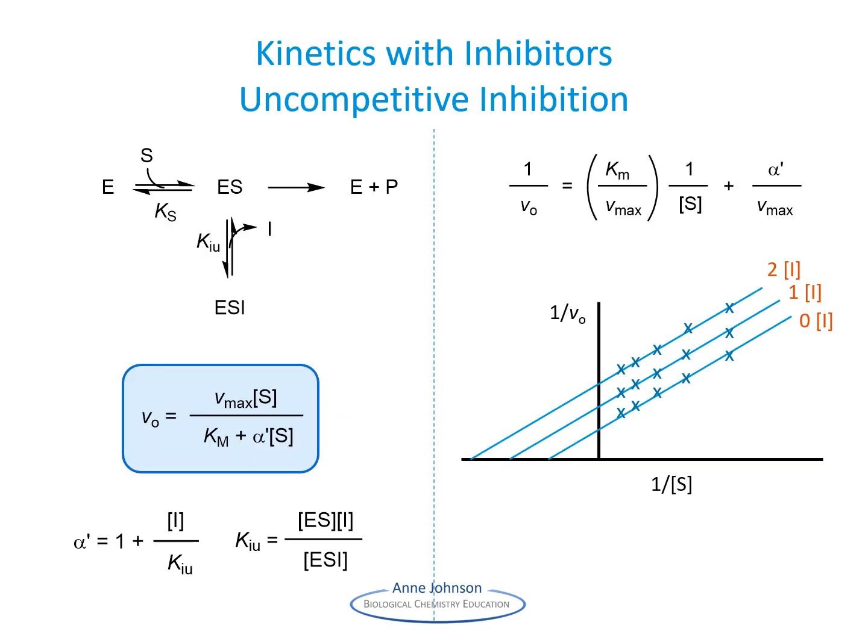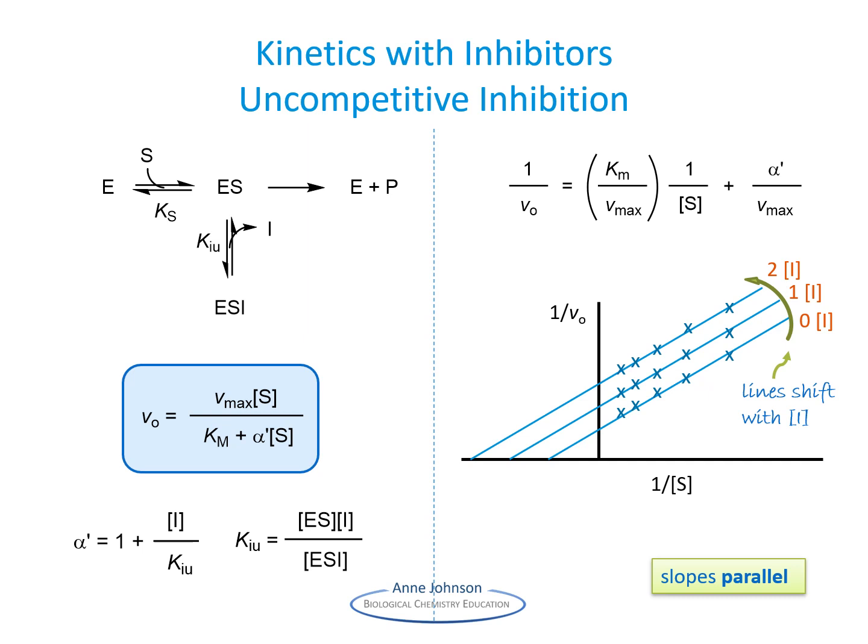For uncompetitive inhibition, because the inhibitor binds to the ES complex, formation of the ES complex is not affected. Since there is an additional reaction that the ES complex can undergo, the Km appears to be affected by the inhibitor. Formation of the ESI complex also reduces Vmax as the inhibitor concentration increases. We can see this on the Lineweaver-Burk plot with the parallel lines. The presence of these parallel lines is the distinguishing feature of uncompetitive inhibition.